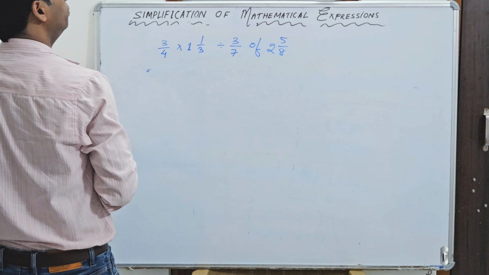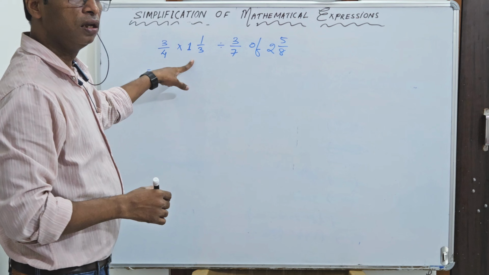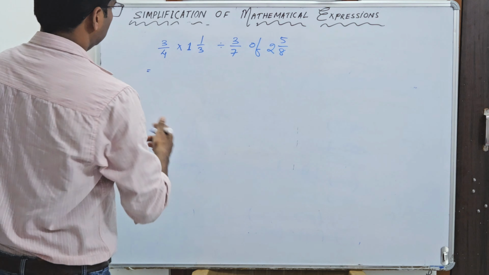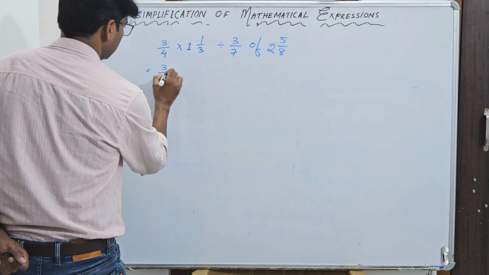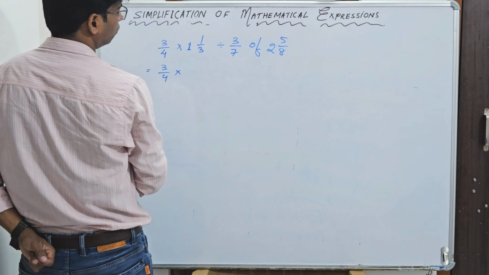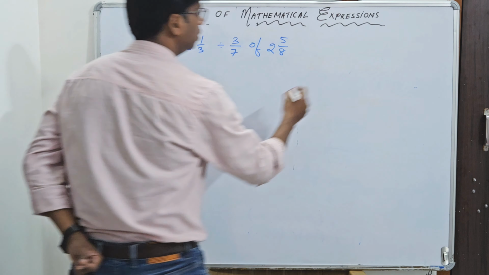So now what to do? Mixed fractions are there. So we have to convert them into what? Improper fractions. So first our duty is to convert them into improper fractions. So now you see 1 whole 1 by 3. So how you have to convert this into improper fractions? So you can see here.